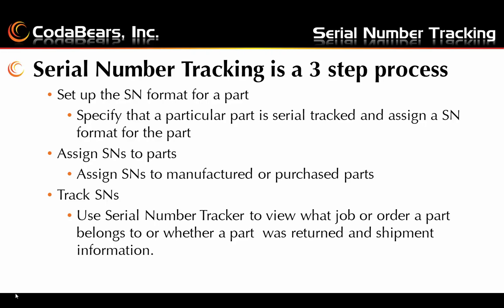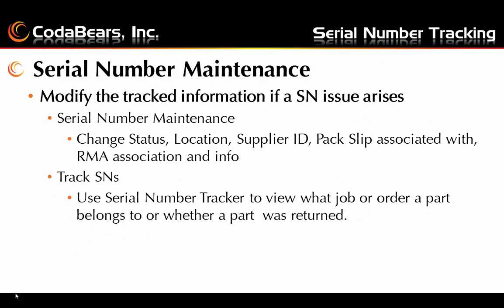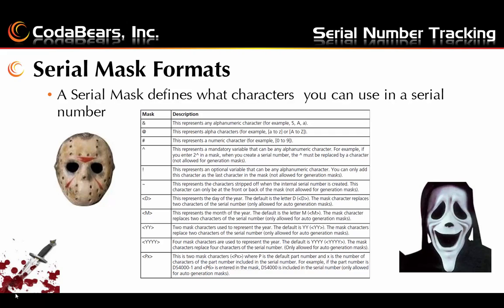The serial number tracker allows you to review the jobs that serial numbers were used in, what parts, what component parts, etc. There's also serial number maintenance, which allows you to modify that information in the event that you have an issue with what has been entered for serial number tracking. You can change the status, the location, supplier IDs, pack slips that are associated with, etc. And you use that serial number to track any issues or any recalls and such that you have with a serial tracked part.